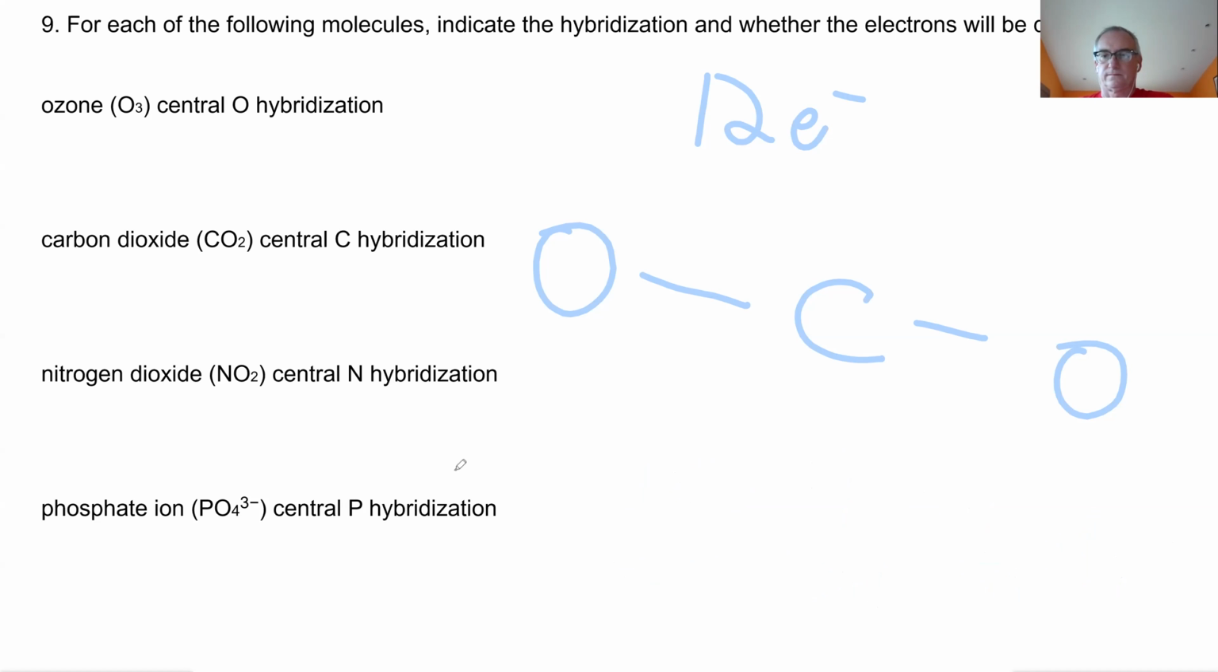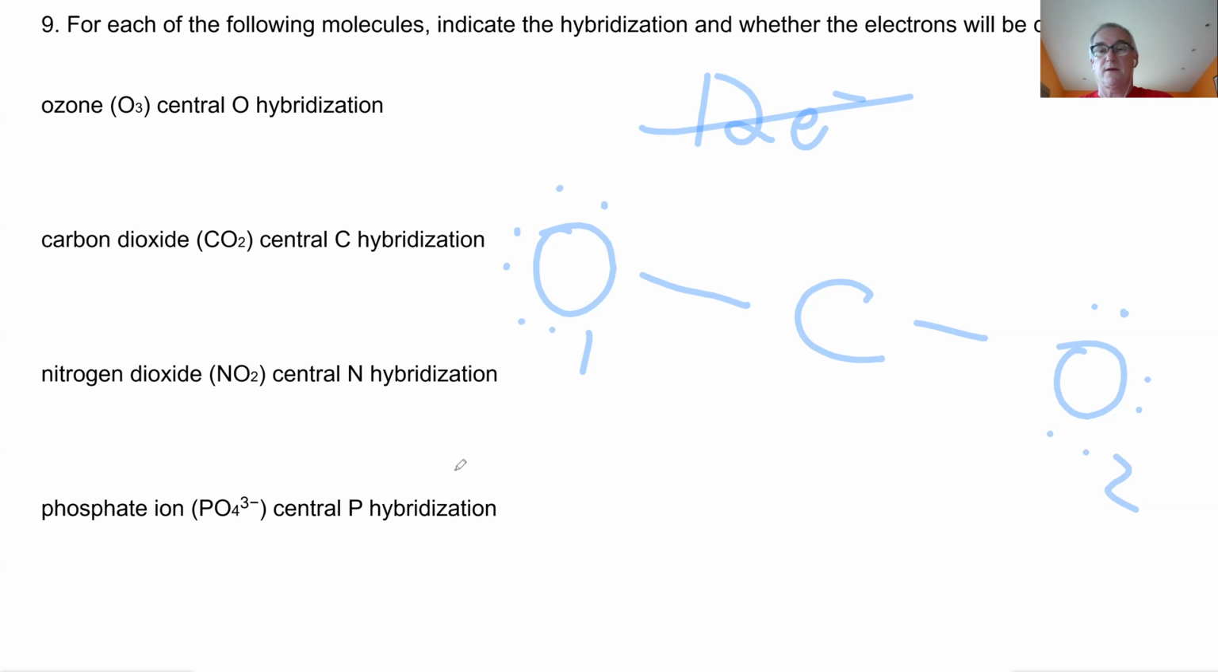Start with the outside. Basically give each oxygen a full octet. So they have 2, 4, 6, 8, 10, 12, and I'm done. That's all the electrons I have. So oxygen 1 has a full octet. Oxygen 2 has a full octet. What about the carbon? No. Carbon is not happy.